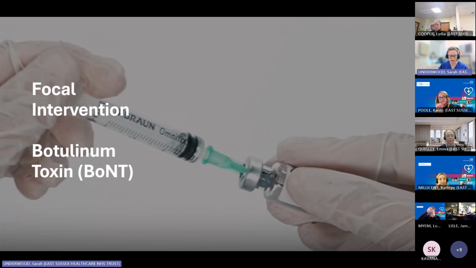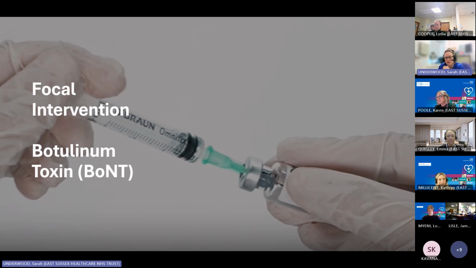So botulinum toxin, Botox is the trade name. Botulinum toxin is a neurotoxin produced by the bacteria Clostridium botulinum. In the UK, 3 different preparations are licensed for spasticity management. So we have Dysport, Botox and Xeomin, and all have slightly different licensing, dosing, ingredients and storage requirements. So the dosage isn't interchangeable.